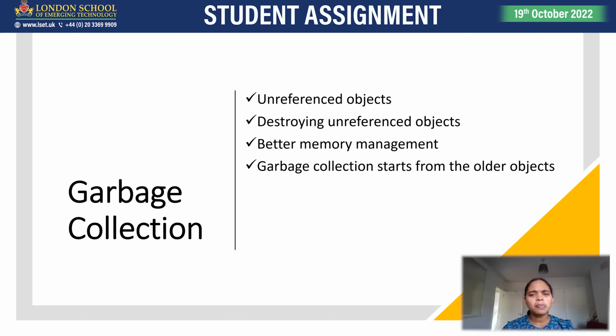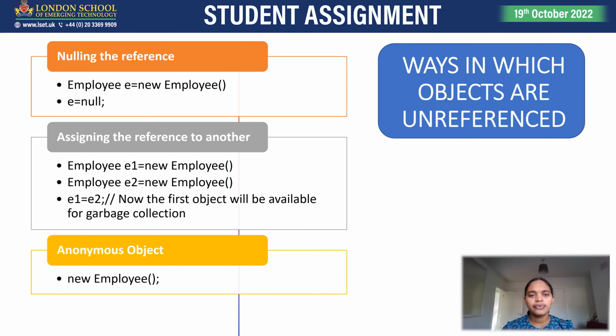Garbage collection. Garbage means unreferenced objects. Garbage collection is a process of destroying the unreferenced objects. In Java, it happens automatically so that it provides better memory management. If heap memory is full, garbage collection starts from the older objects to remove the unreferenced objects. The ways in which objects become unreferenced are three methods: nulling the reference, assigning the reference to another, and creating an anonymous object.